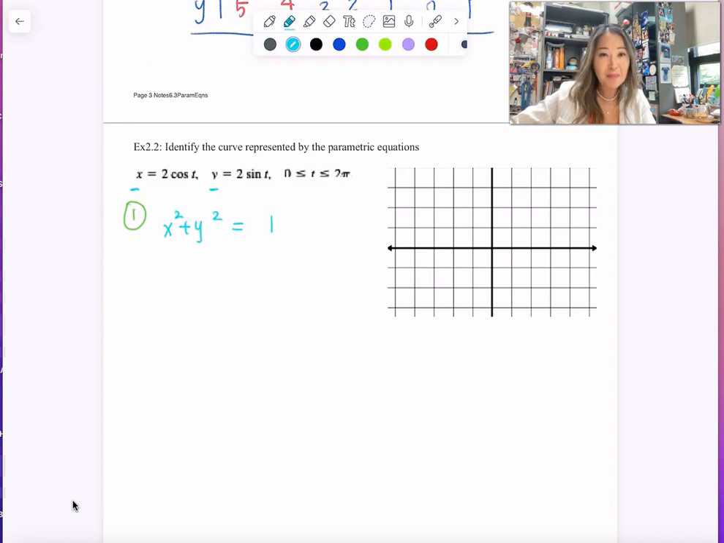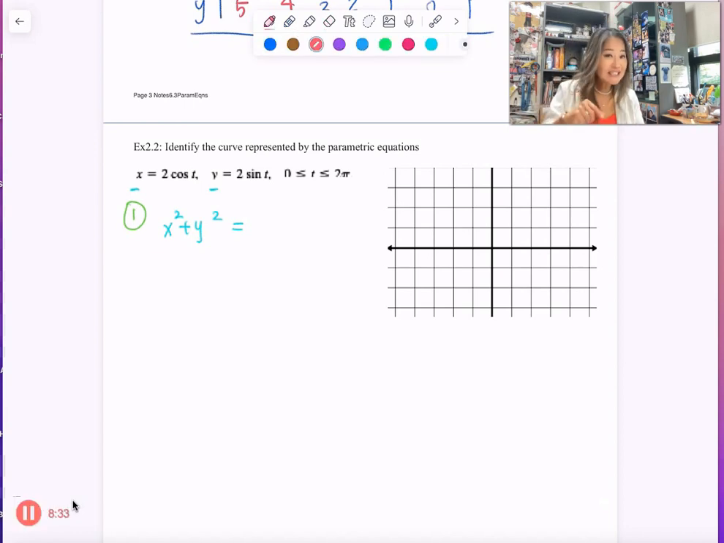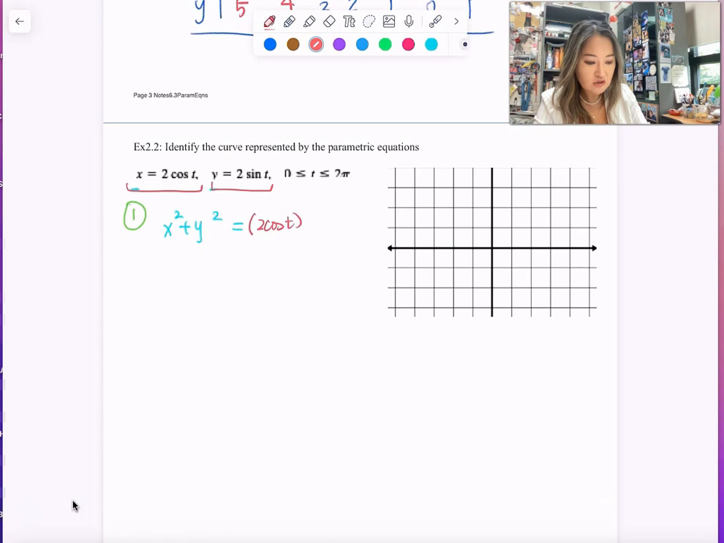Maybe I'm jumping the gun. So let's actually not write that, okay? You know that in this case, our x is this guy. I don't want to jump the gun, okay? So x is 2 cos t squared, and your y is 2 sine t squared.